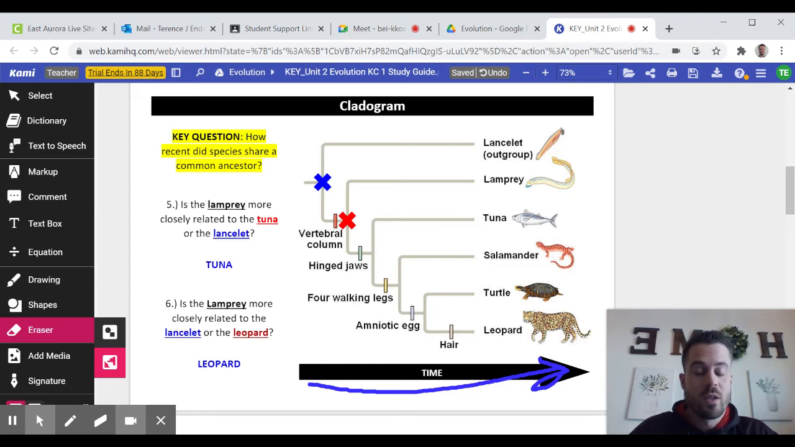And now this is really weird, right? Because the lamprey and the lancet look similar, but because the tuna and the lamprey share a more recent ancestor, they're actually more related.